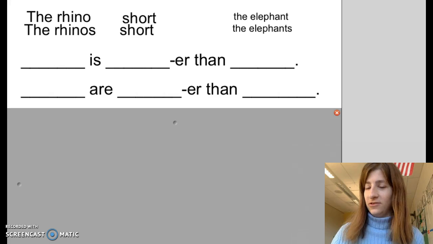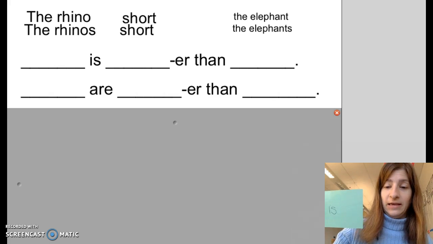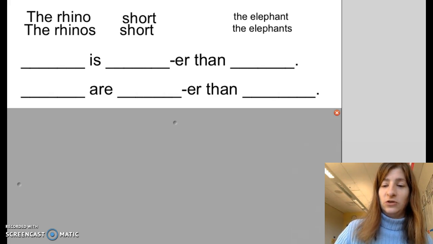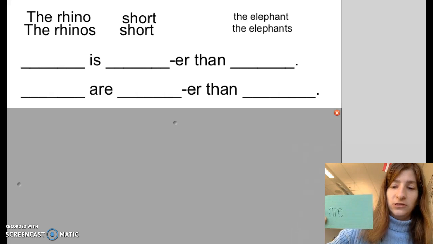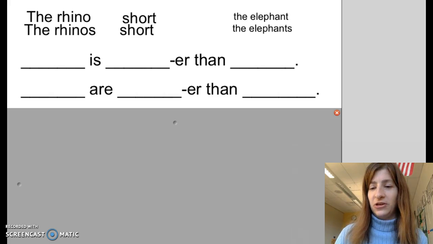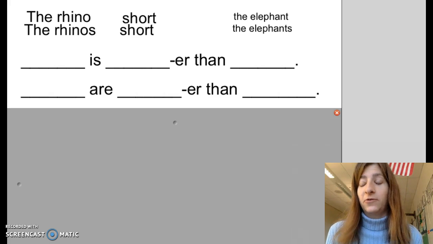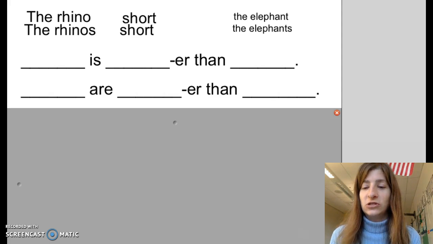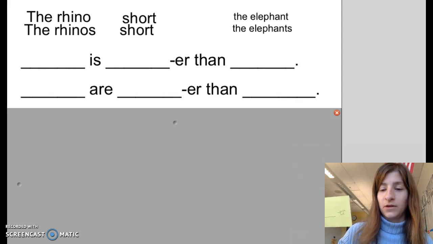After that, if it's just one thing, you're going to use the word is. If it's two or more things, you'll use the word are. After that, you're going to have your describing word. For example, if you say it's short, tall, loud, quiet, fun, creative, entertaining, those are describing words. If it's a short word, you will put the letters ER onto the end of it.